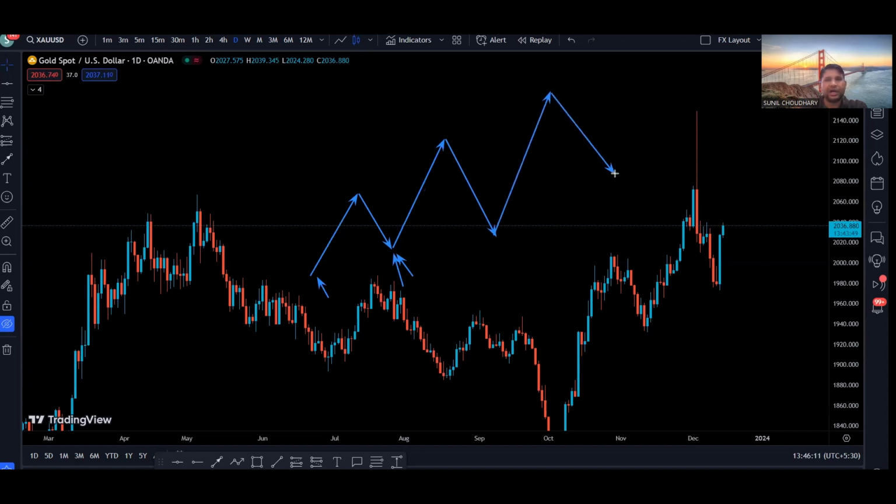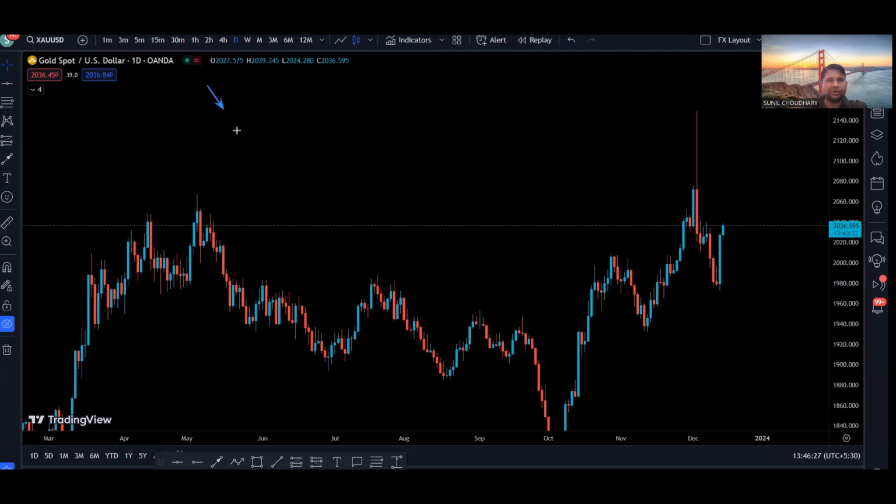So this is how we will identify the uptrend, that the market is making higher highs and higher lows, right? Every new high will be higher than the previous high, every new low will be higher than the previous low. So higher highs and higher lows.